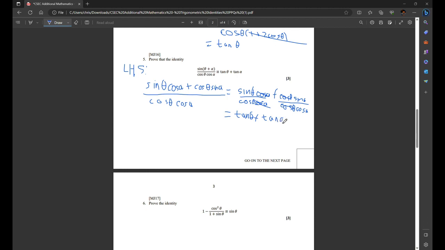So this one didn't really take up many lines. I guess that's why they only gave us 3 marks for it. But yeah, again, write your QED or you're therefore proven, whatever you feel like.